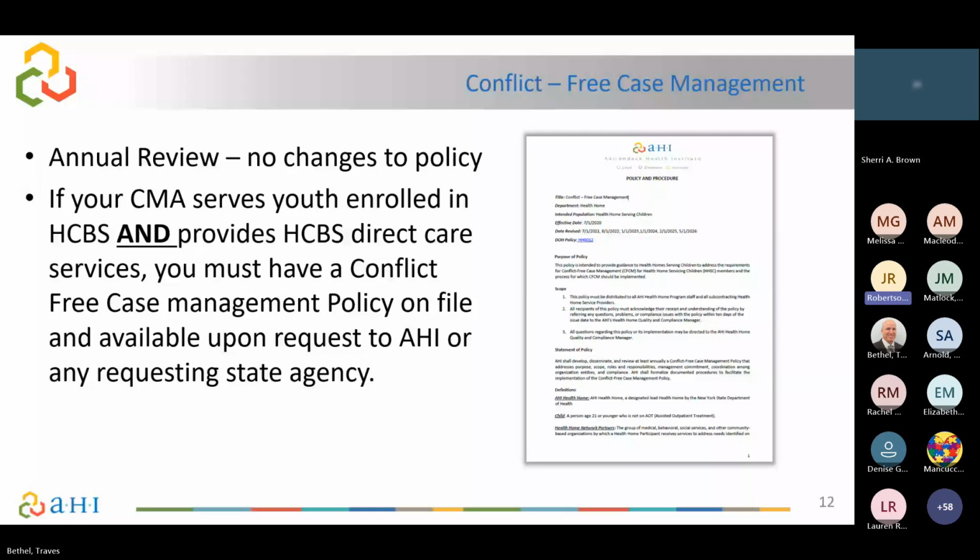So this means that any of the members that you're assessing for HCBS, you are not directly funneling over to your HCBS provider arm and making sure that they're doing all of your direct service.